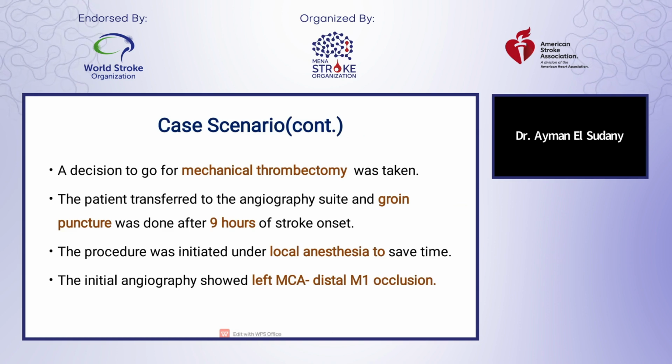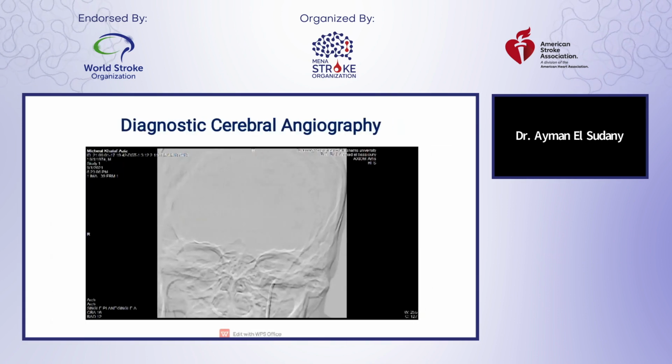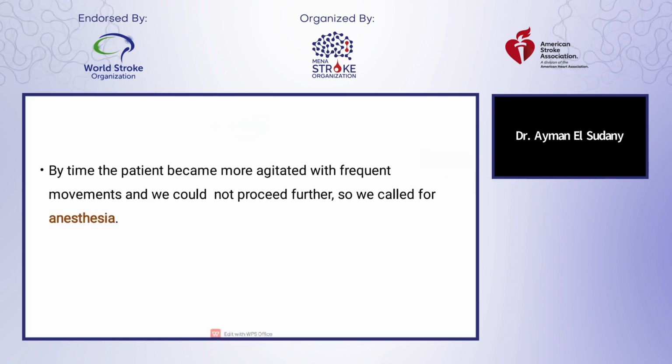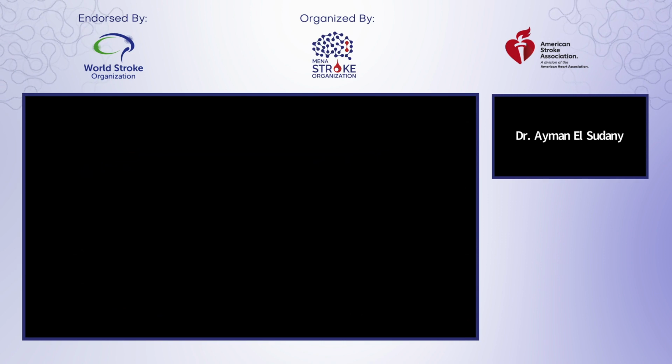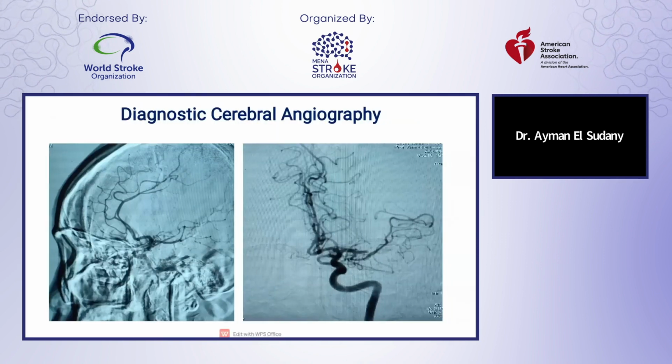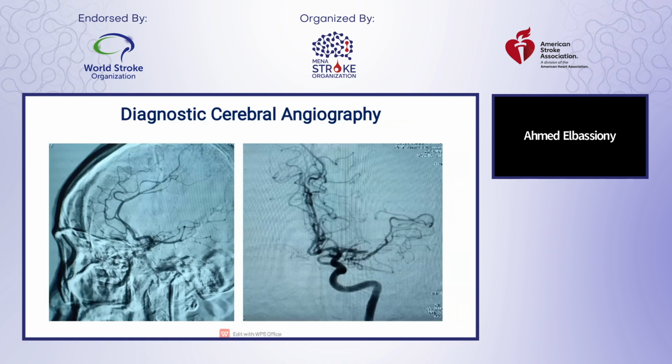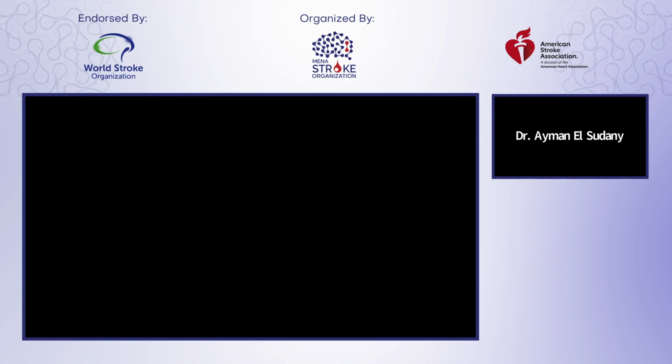As a matter of saving time, we initiated the procedure under local anesthesia. The initial angiography showed left MCA distal M1 occlusion. Unfortunately, I think the videos cannot work, so I will show some pictures. This is the initial imaging, as we see distal M1 occlusion. This is the anterior view, and the other image is the lateral view. You can see the vascularization of the whole left MCA territory.